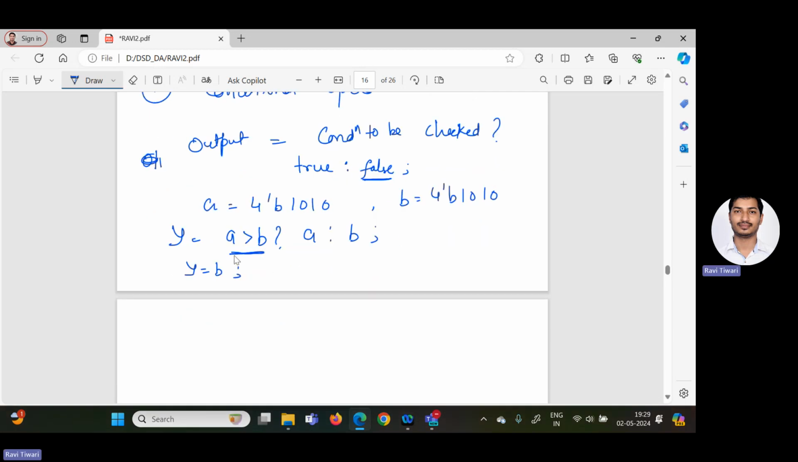So what it will do, it will check this condition. If A is greater than B, then Y is equals to A is the answer. But if A is not greater than B, that means false condition, then Y is equals to B is the answer. Clear?